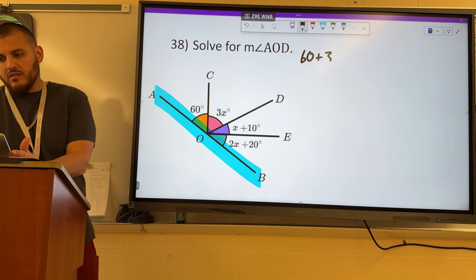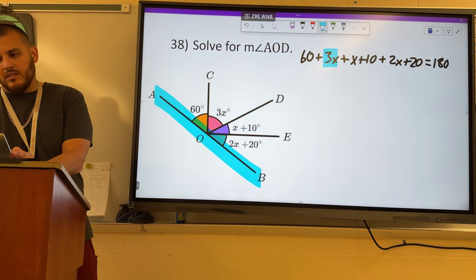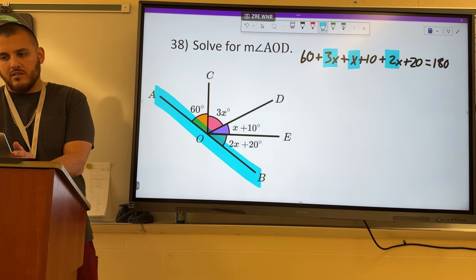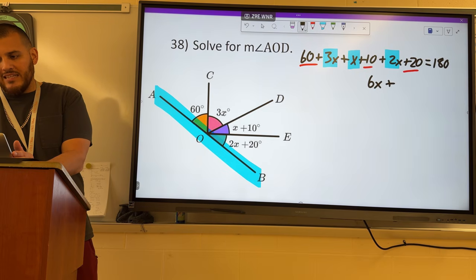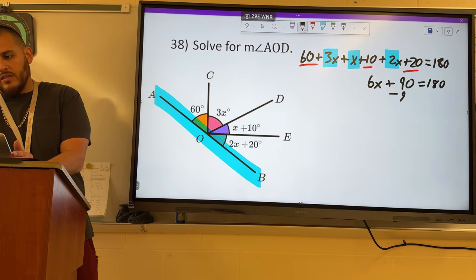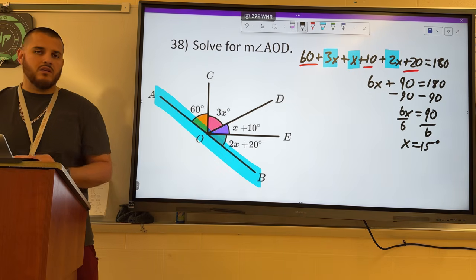So 60 plus 3x plus x plus 10 plus 2x plus 20 has to equal 180 degrees. Algebra. Like terms here, 3x, 1x, 2x, that is 6 x's. 60, 10, 20, that is 90 when I add those together. It's combining like terms. Now I get that 6x alone by subtracting 90 from both sides. Gives me 6x equals 90. I can get x alone now by dividing both sides by 6. And that gives me that x is 15 degrees.